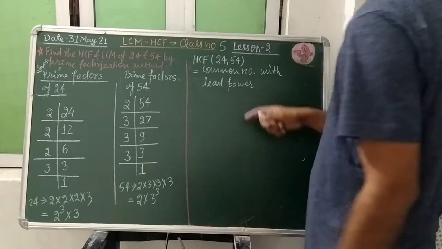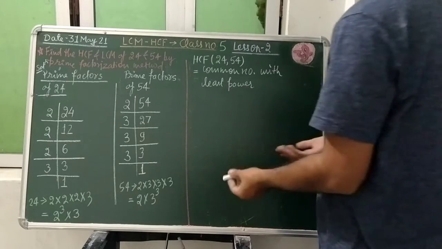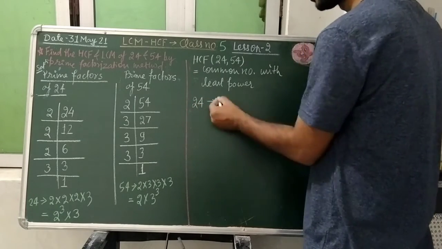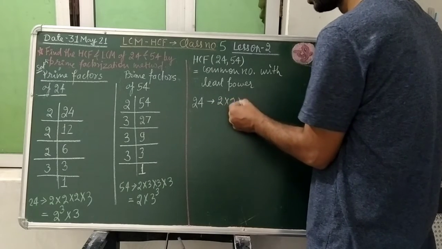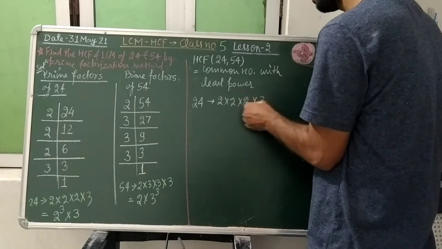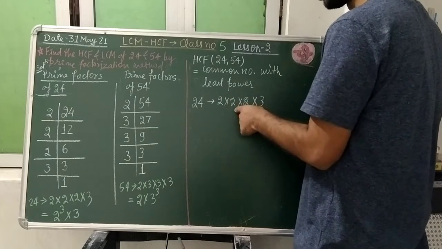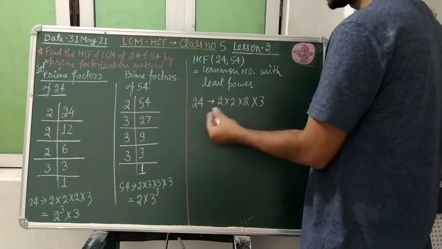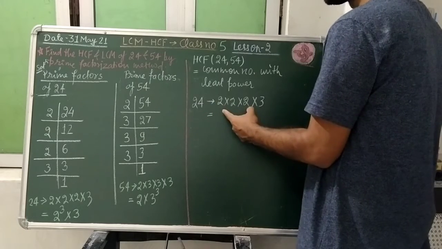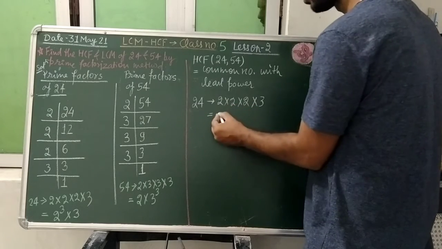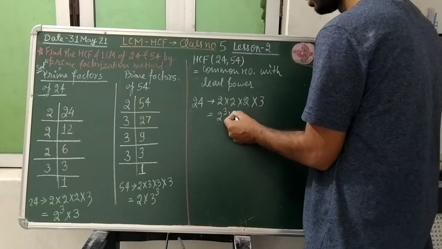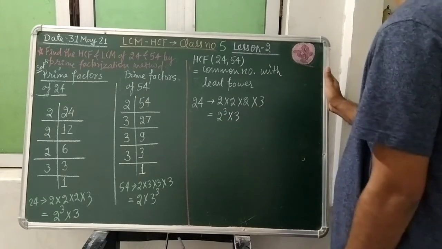So for HCF we shall apply this rule, and you are looking students, 24 can be written as what? 2 into 2 into 2 into 3. 2 into 2 is 4, 4 2s are 8, 8 3s are 24. So here 2 is present 3 times. So the number 2 has the power of 3. So 2 to the power 3, and 3 is present only one time. So this is 2 to the power 3 into 3.